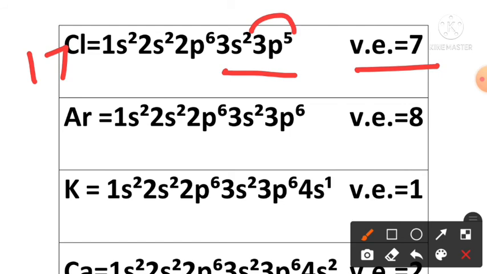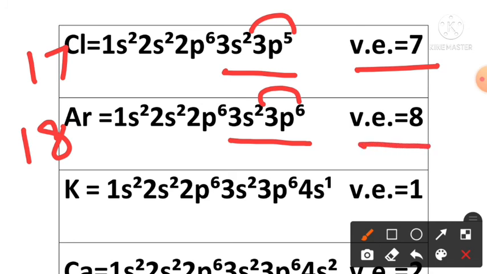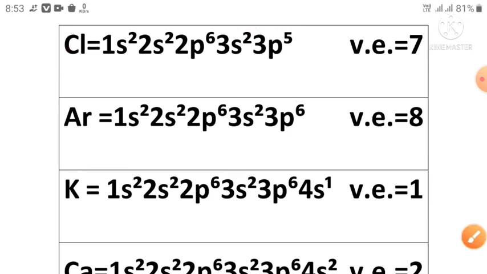Now next element, argon. Z of argon is 18, so we write 1s2, 2s2, 2p6, 3s2, 3p6, and its outermost shell is 3s2 and 3p6, and the number of electrons present in it is 2 and 6. So we calculate it, valence electron is 8. In this way, we write electronic configuration very easily.